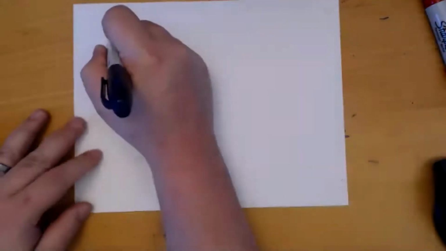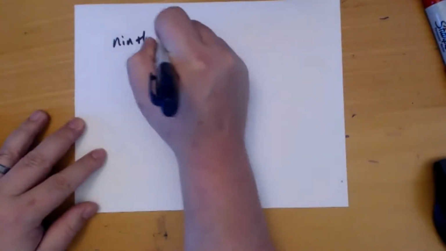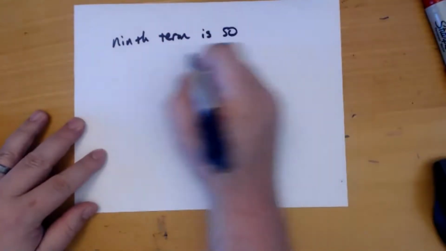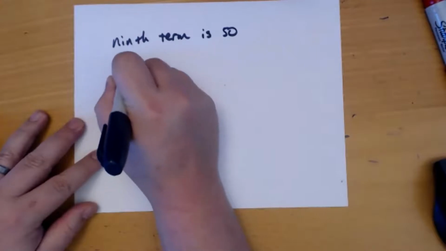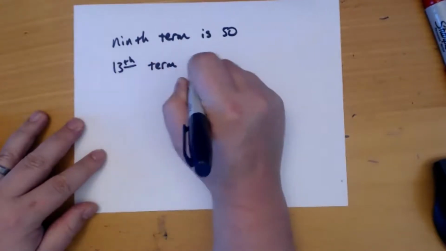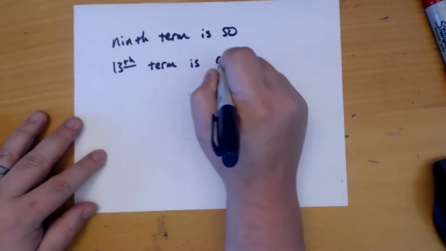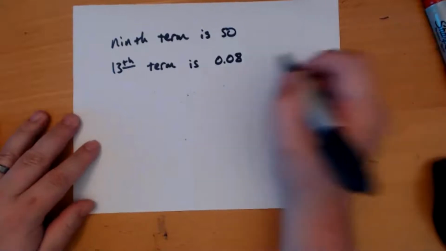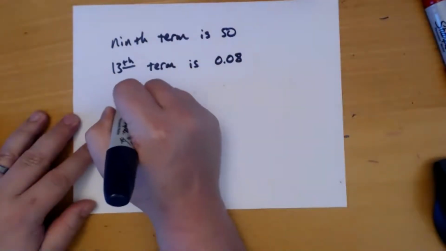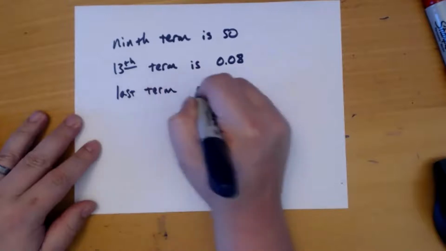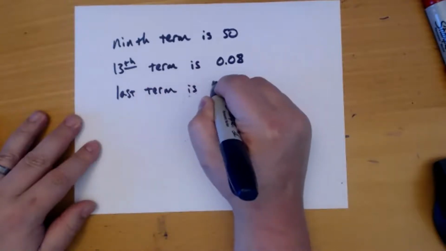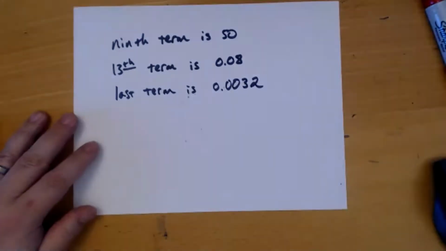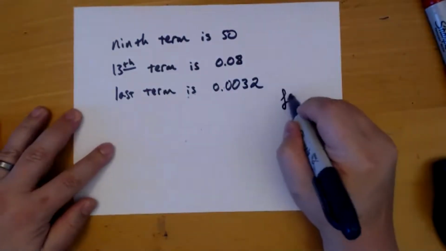Okay. The 9th term is 50. The 13th term is 0.08. And the last term is 0.0032. Find the sum.